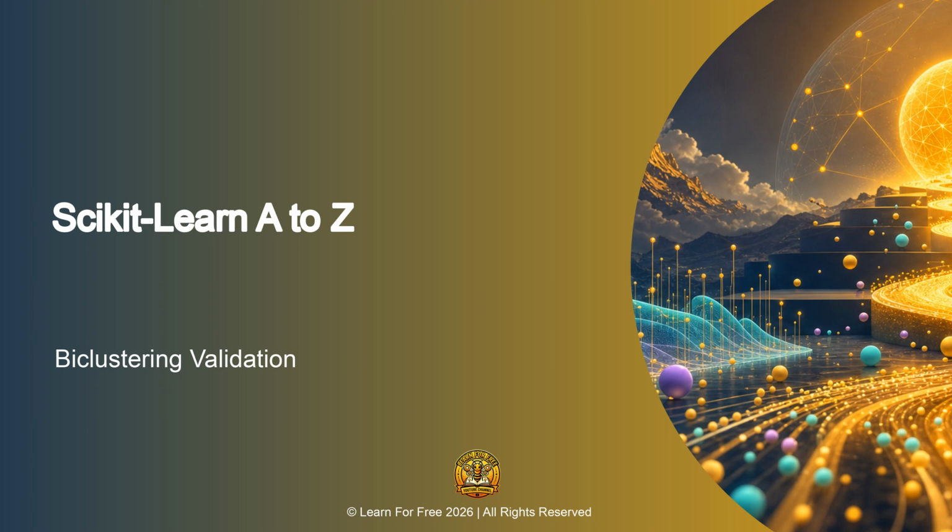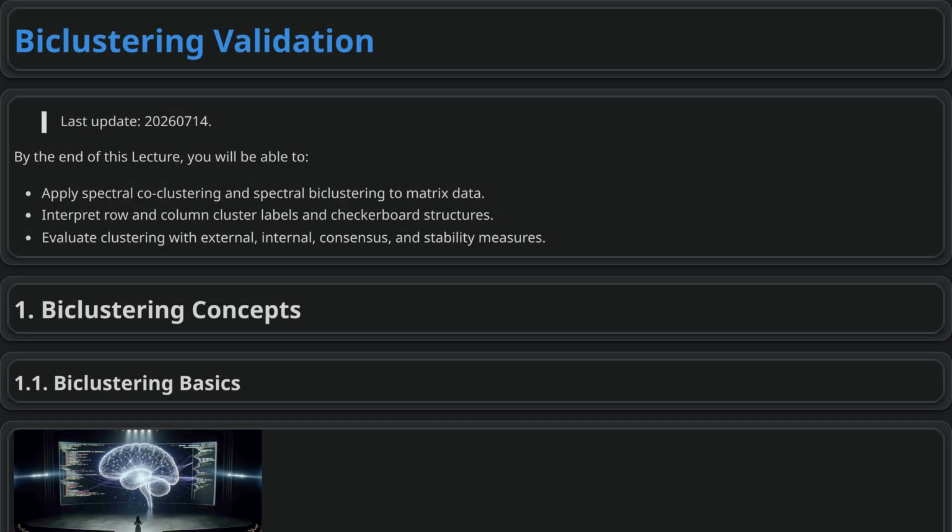Module 23, Lecture B, Biclustering Validation. By the end of this lecture, you will be able to apply spectral co-clustering and spectral biclustering to matrix data, interpret row and column cluster labels and checkerboard structures, and evaluate clustering with external, internal, consensus, and stability measures.